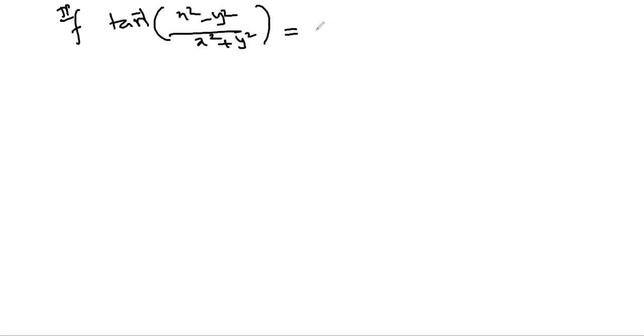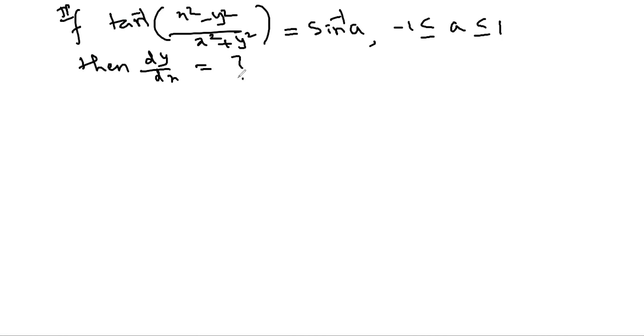So the next example is: if tan inverse of (x square minus y square divided by x square plus y square) is equal to sin inverse A, where minus 1 is less than or equal to A, less than or equal to 1, then what is dy by dx? Then dy by dx is equal to.